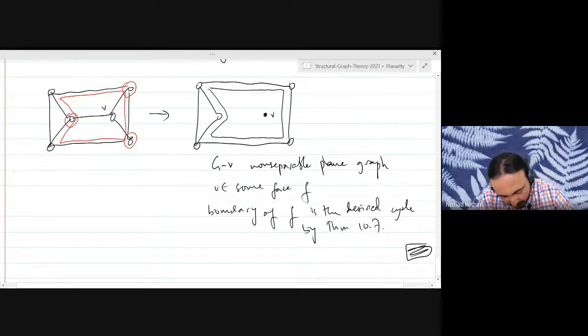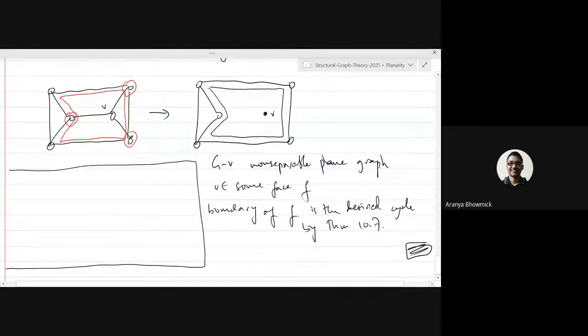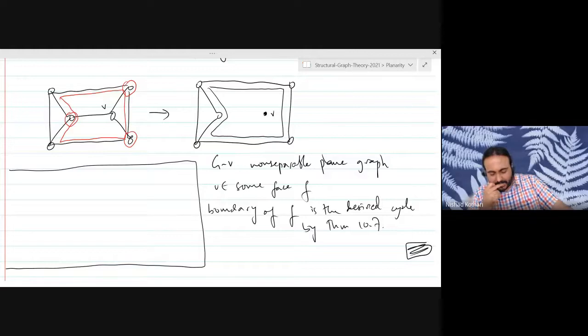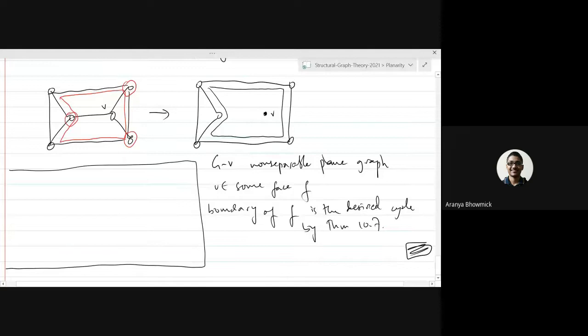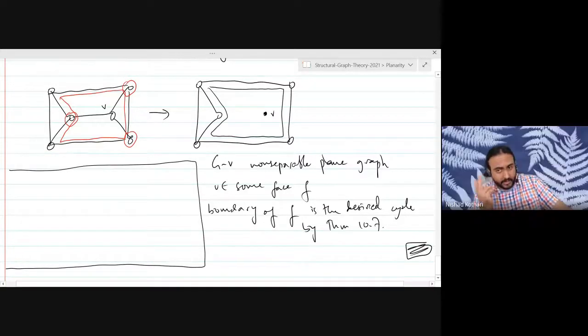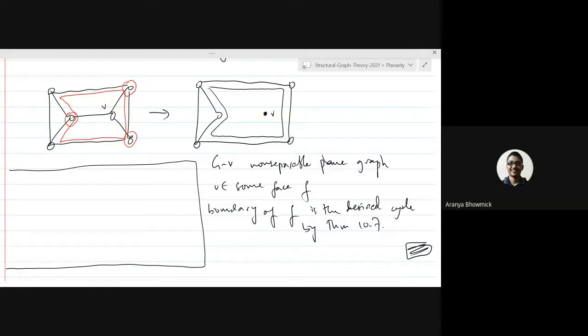What about 2 connected graphs? Basically, I have a question. When you go to G minus V, G minus V is non-separable. So that's why it is a non-separable plane graph, and that's why we can apply Whitney's theorem to G minus V. Right. Okay. And also the boundary of F must contain the neighbors of V in the original graph. All the neighbors of V have to belong to the boundary of F, because the original graph is a plane embedding. Okay.